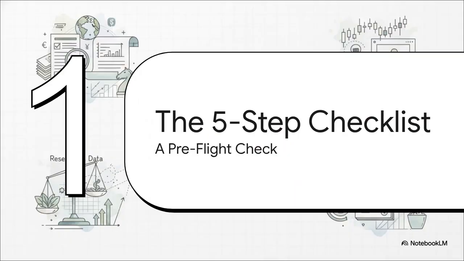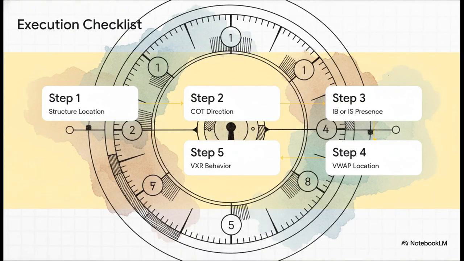All right, so let's dive into the solution, the 5-step execution checklist. Now, I want you to think of this as a pilot's pre-flight checklist. It's totally non-negotiable. The rule is simple. Before you even dream of clicking that buy or sell button, you have to run through these 5 specific checks every single time.